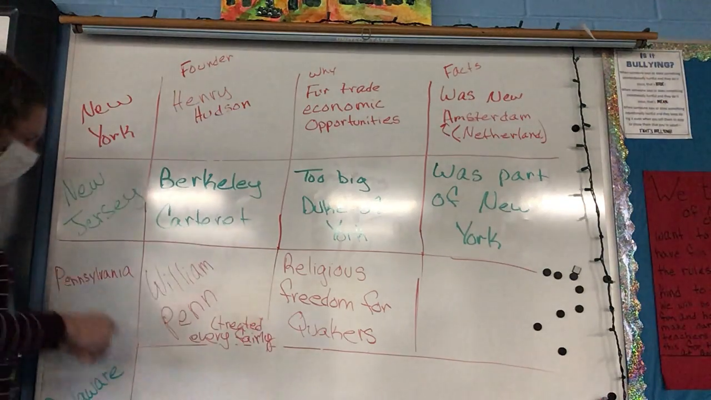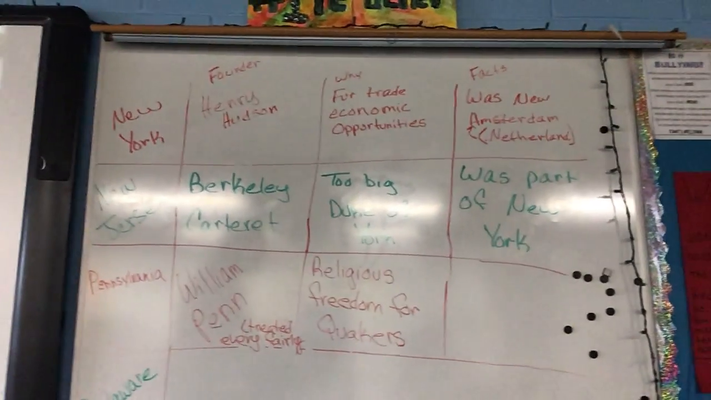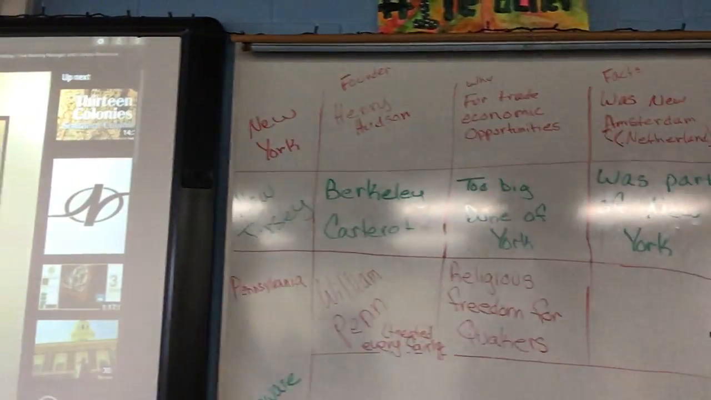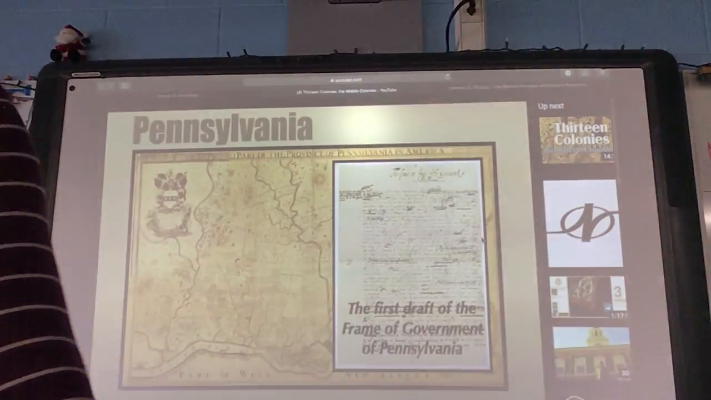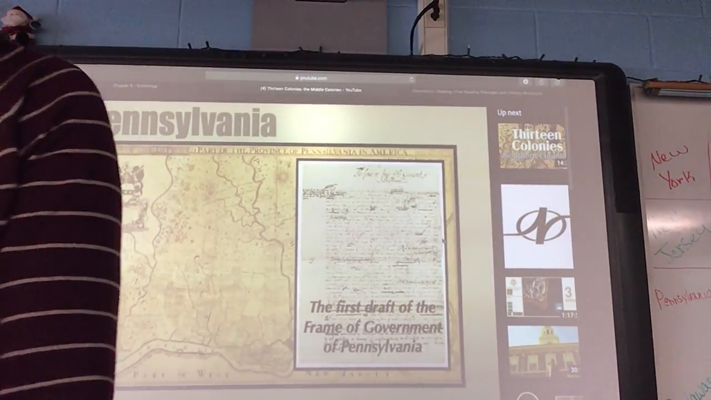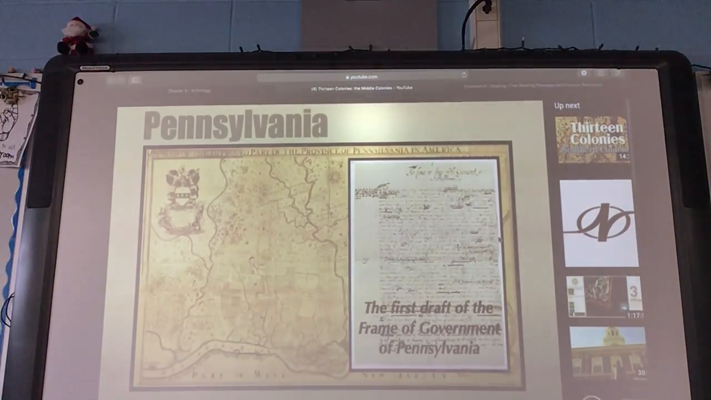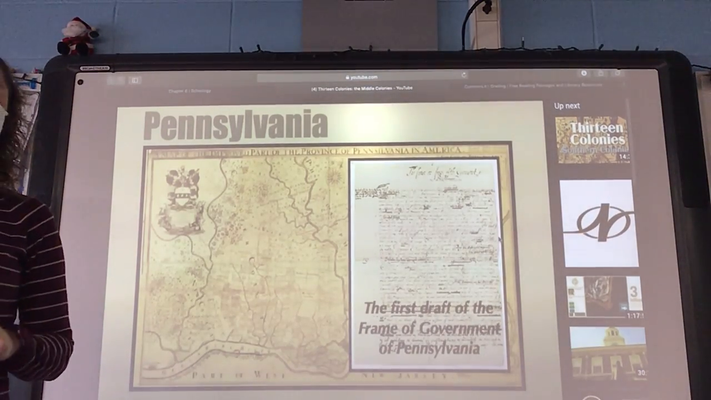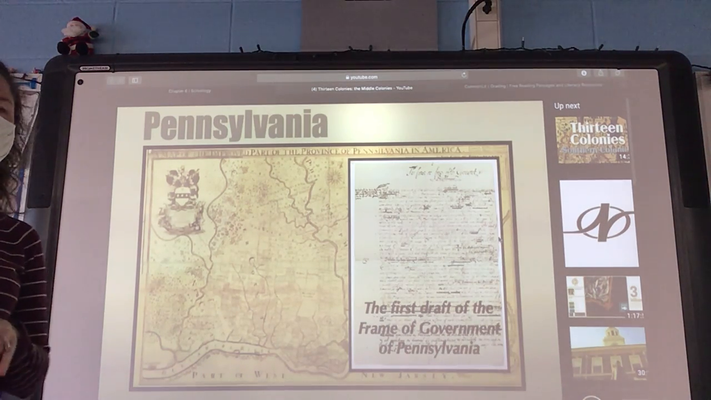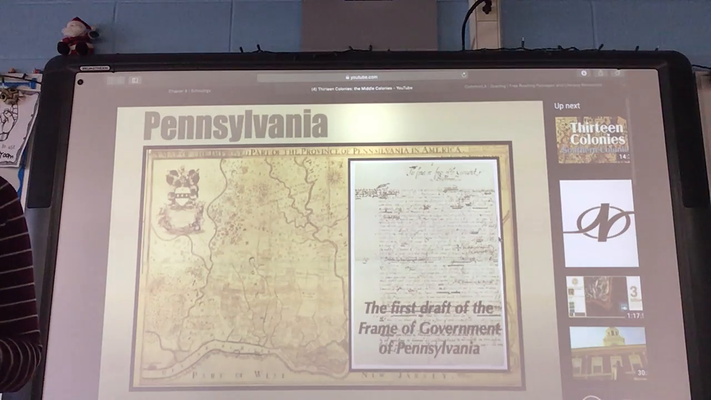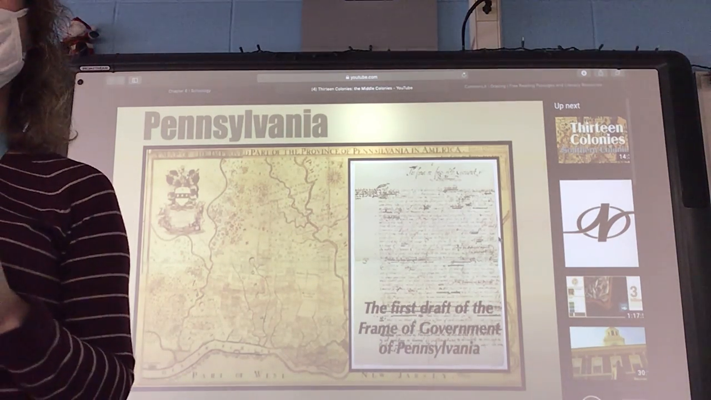Okay, I'll let you write that down. If you need to write it down, hit pause. Otherwise, we're going to come over here and find out about this first draft of the frame of government of Pennsylvania. I think in chapter 5 we had talked briefly about self-governing. What does that mean? You are self-governing. What does that mean, Maya?